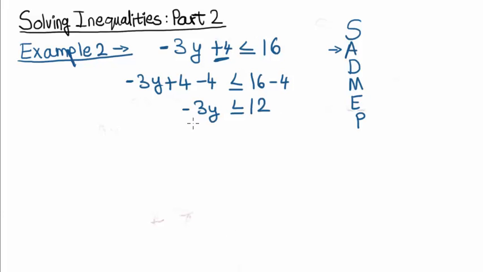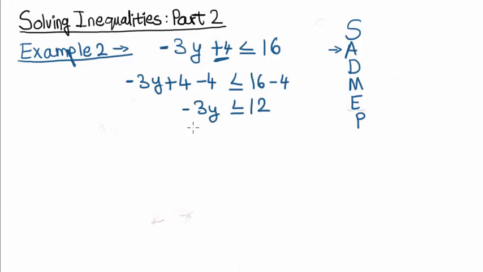Now here is what I have been talking about all this while. When you perform the inverse operation of division or multiplication when it comes to the inequality, and if that number has a negative sign on it, then all you really need to do is perform that inverse operation and then flip the sign of the inequality.